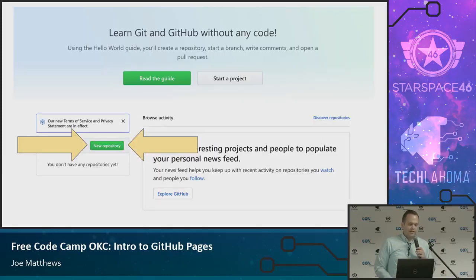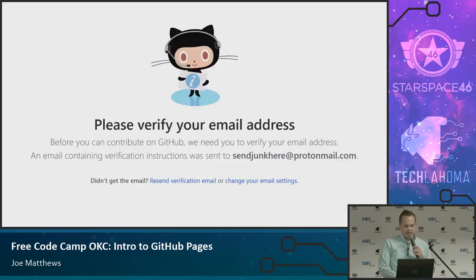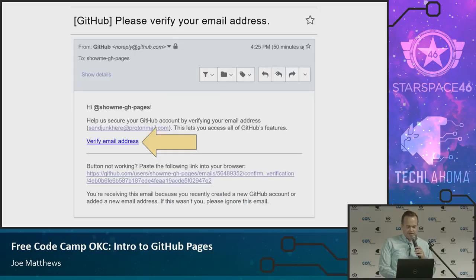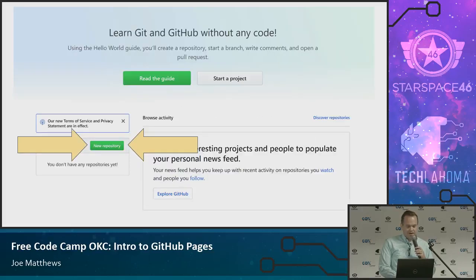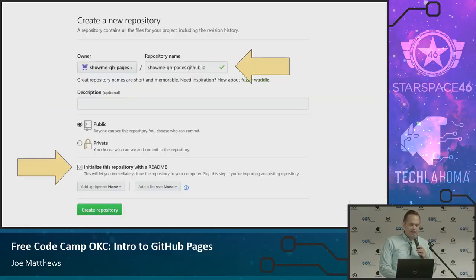All right. So to get started with that, click on New Repository, and then you're presented with, oh, okay. Yeah, we have to verify the email address. Can never skip that. So click Verify Email Address, and then you're popped back here. Click on New Repository again, and then plug in the same thing I did in the tutorial before. In this case, type show-me-gh-pages.github.io.